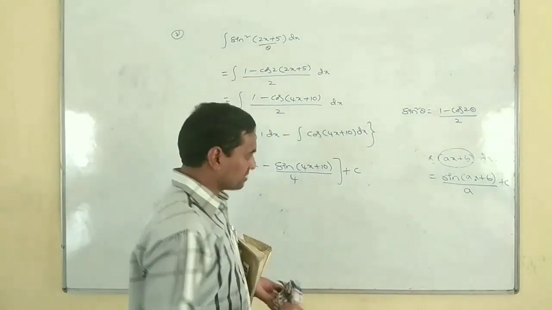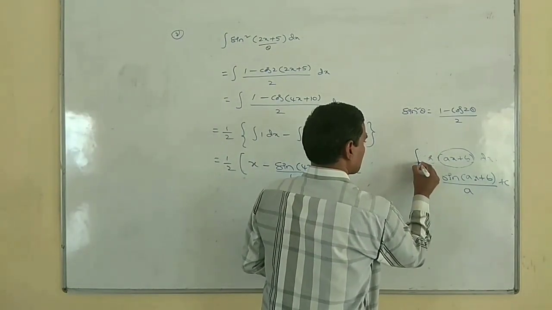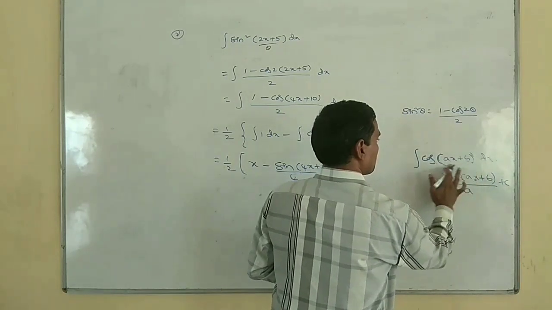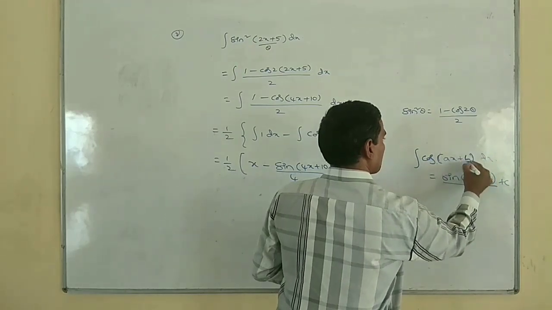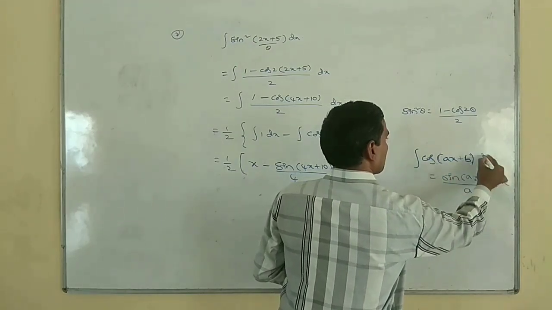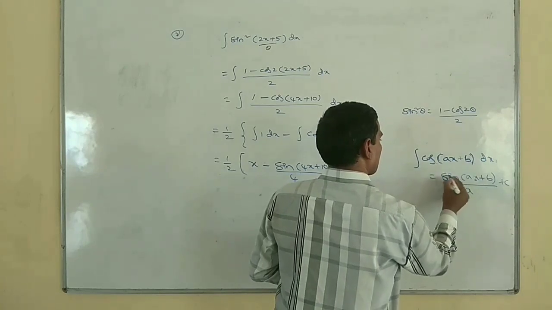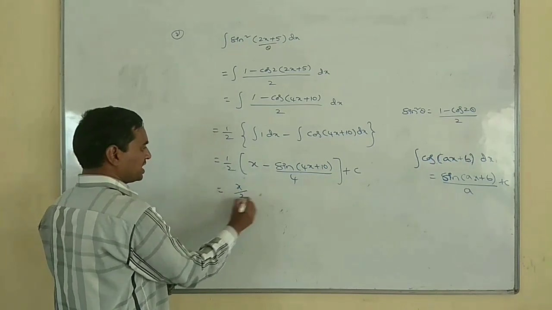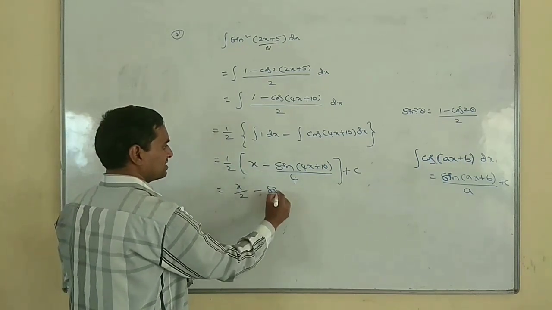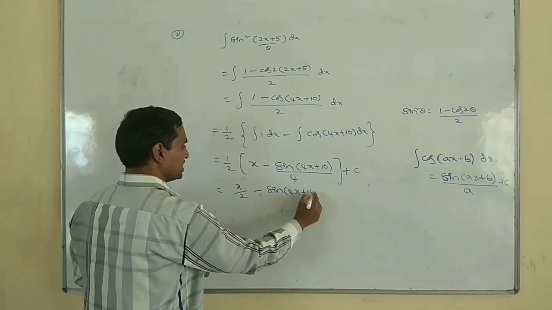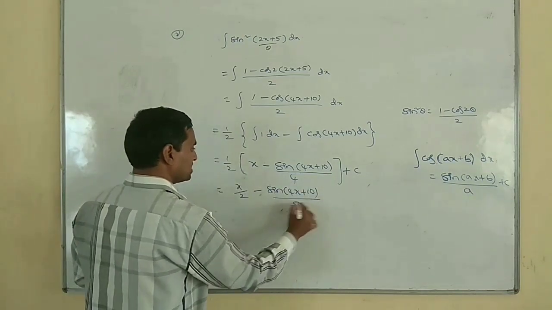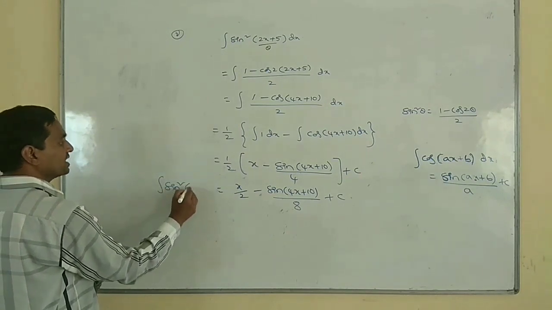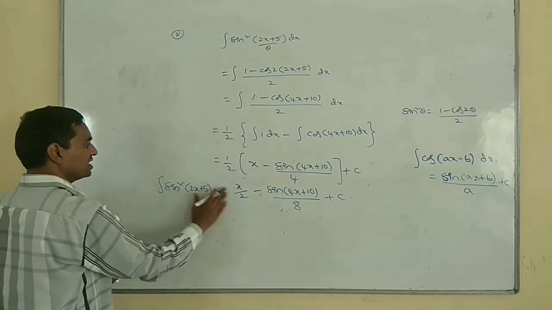By applying this formula, now multiply: 1 by 2 into x by 2, minus sin of 4x plus 10 by 2 into 4, that is 8, plus c. This is the integration of sin square of 2x plus 5 dx.